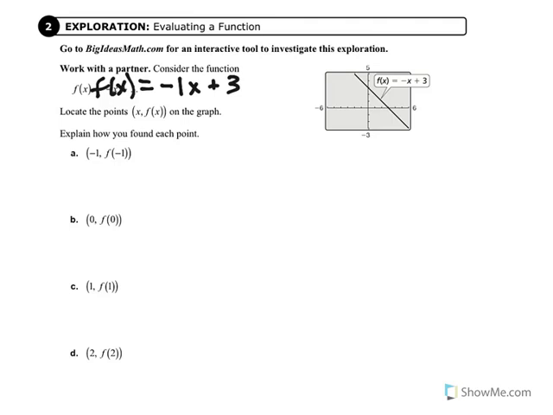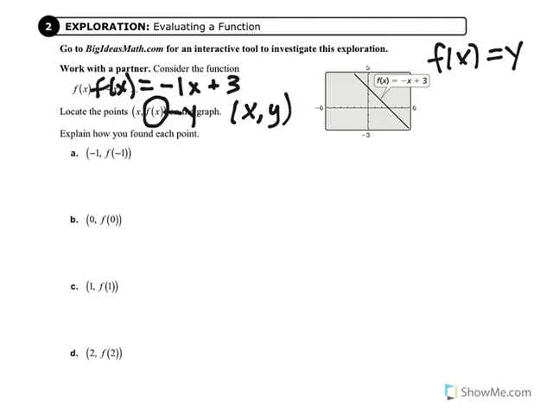So do you remember what I told you? I just told you that f of x also means y. So we're actually looking for x, y on the graph, okay? So just make sure you remember f of x is the same exact thing as y. So let's go find these points on the graph. We're going to explain how we found each point.